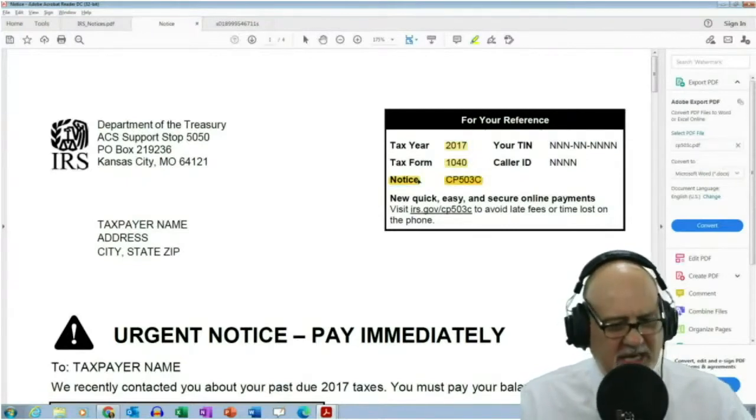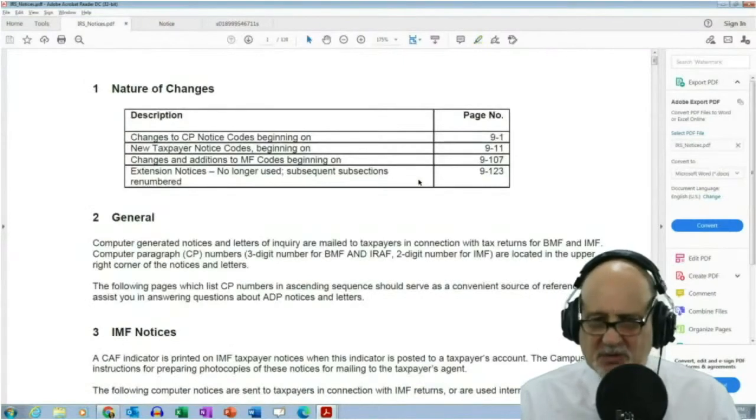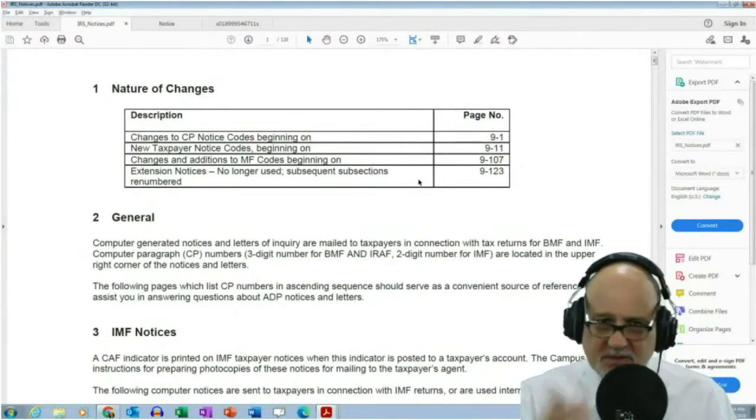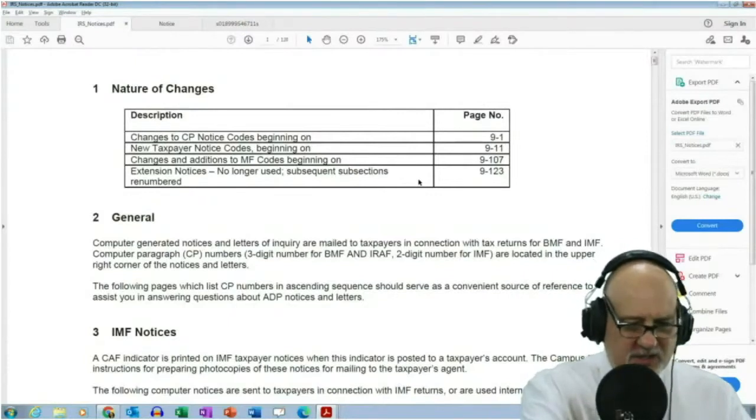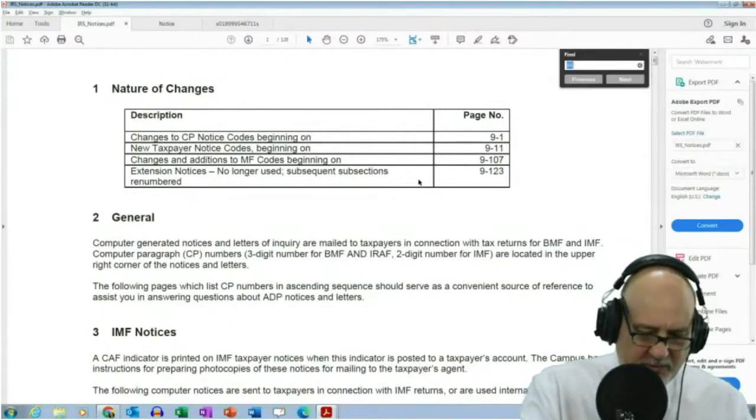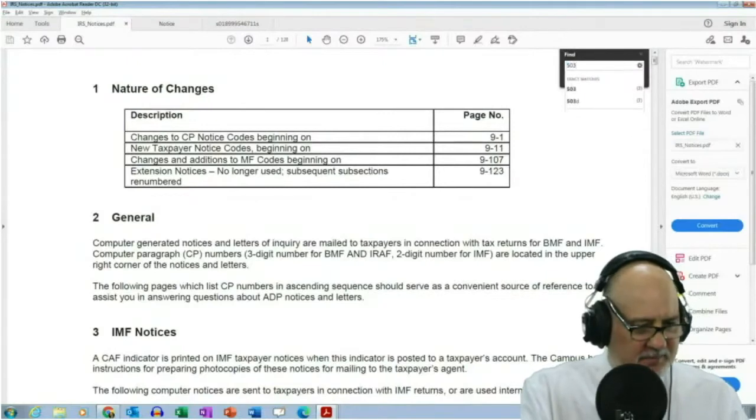If I go to Google or DuckDuckGo and I put in IRS notice CP 503, a lot will come up and tell me what it means. The IRS will have a site. You can go in. There's lots out there about what CP 503 is. So if I just search here for 503, let's see if we can get it.